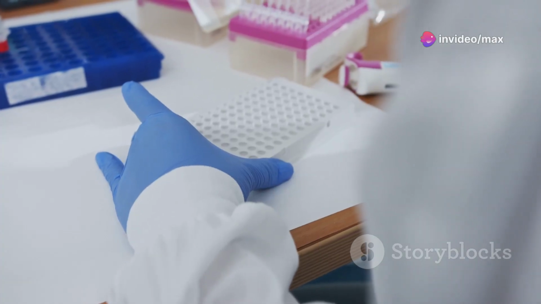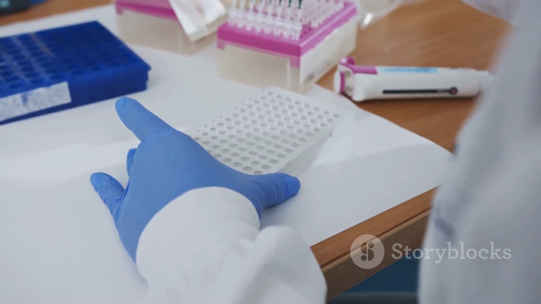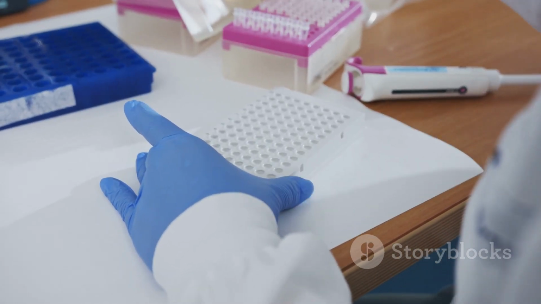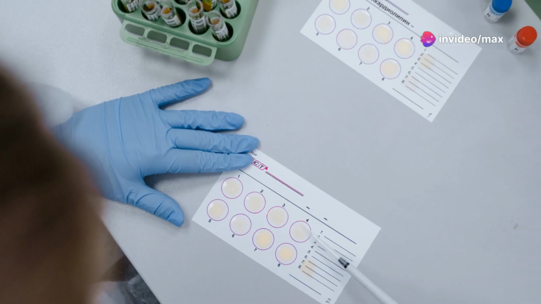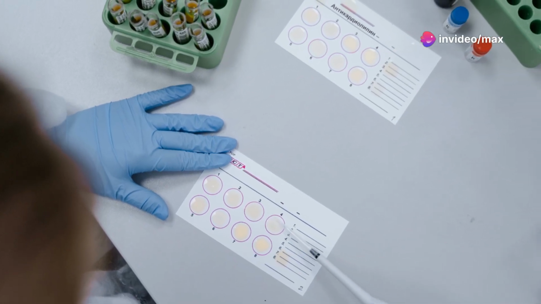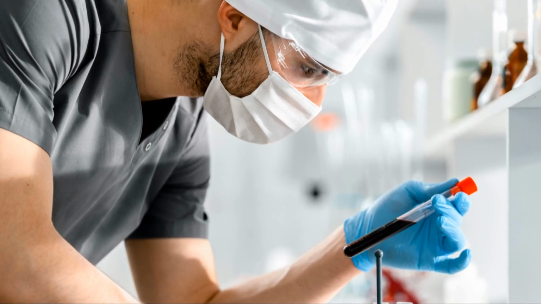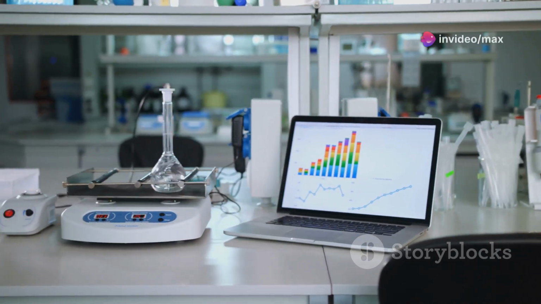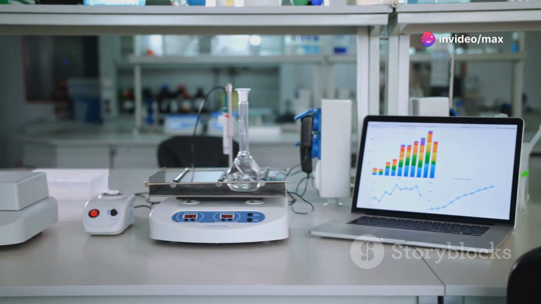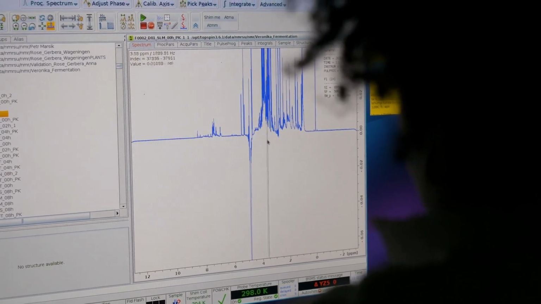In competitive ELISA, the sample antigen competes with a known quantity of labeled antigen for binding to a limited number of antibody binding sites. The more antigen present in the sample, the less labeled antigen will bind to the antibodies, resulting in a weaker signal. This competitive binding allows us to determine the concentration of the target antigen in the sample by comparing the signal to a standard curve generated using known antigen concentrations.